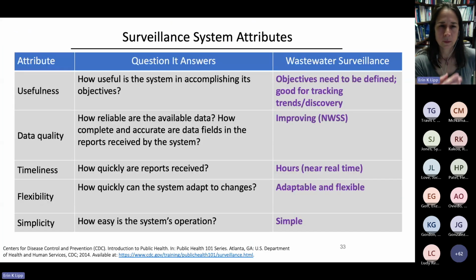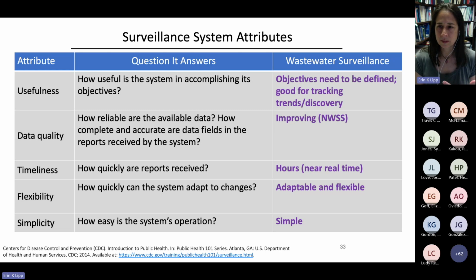I will finish up in the next couple of minutes, but I wanted to go through this CDC 101 on surveillance: the attributes a surveillance system should have and what questions it should answer. And then I wanted to add how wastewater surveillance fits into that. Of course, a surveillance system needs to be useful. How useful is the system in accomplishing its objectives?